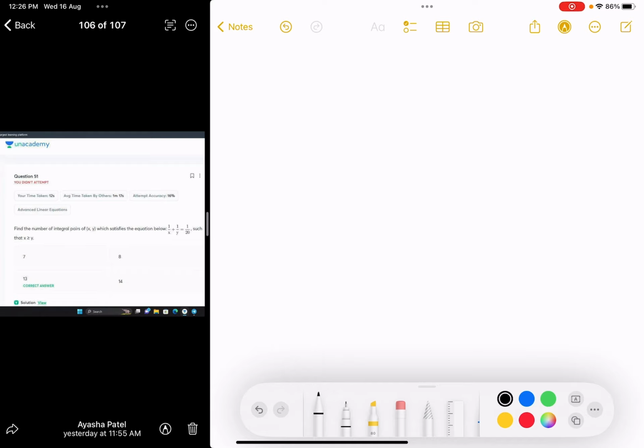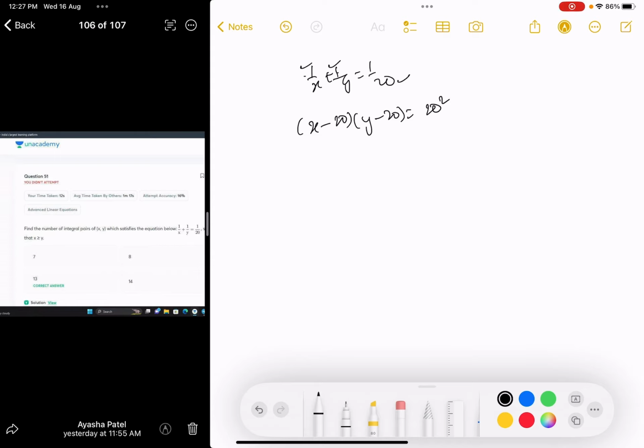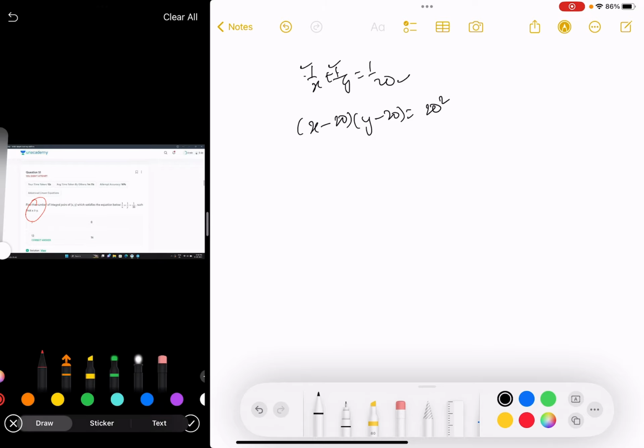So 1/x + 1/y = 1/20. As told, n is 20 and a is 1, so this will be x minus 20. Similarly b is 1 and n is 20, so y minus 20, and the RHS will be a into b into n squared, so this will be 20 squared. Now the question asks for integral pairs with x greater than or equal to y.